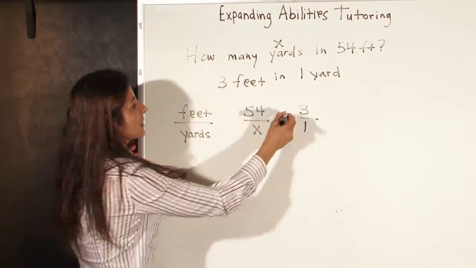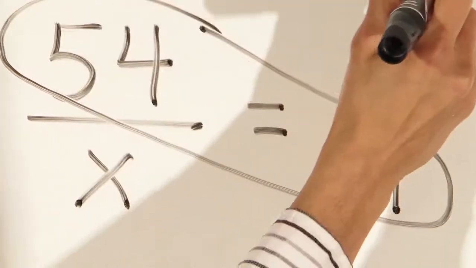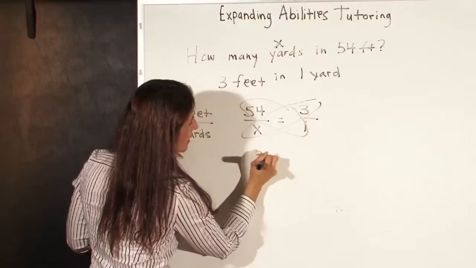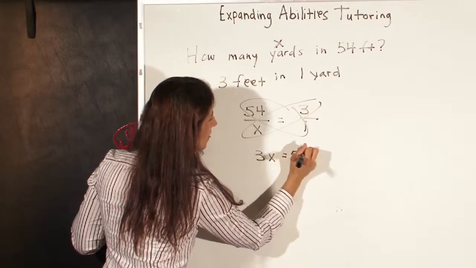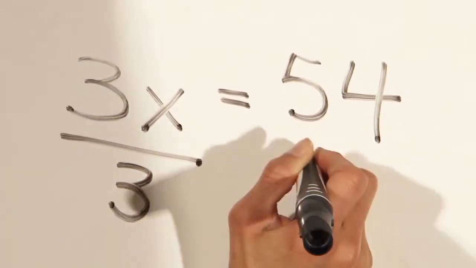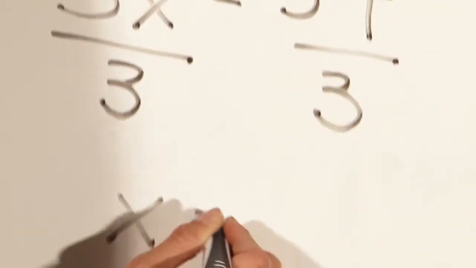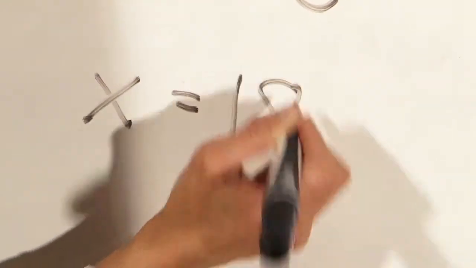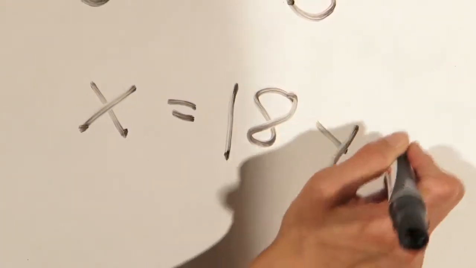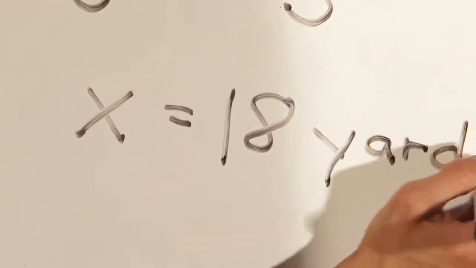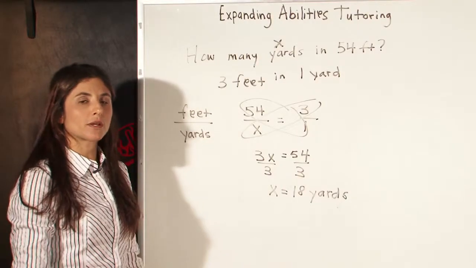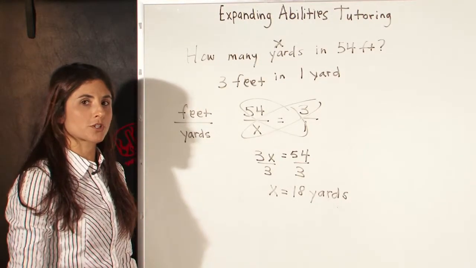So again, just to solve this proportion, I'm going to do cross multiplication. And I have 3x equals 54. Dividing by 3 to isolate the x, I have x equals 18. And the question is how many yards? So I have 18 yards. And that explains how to work with conversion factors and proportions.